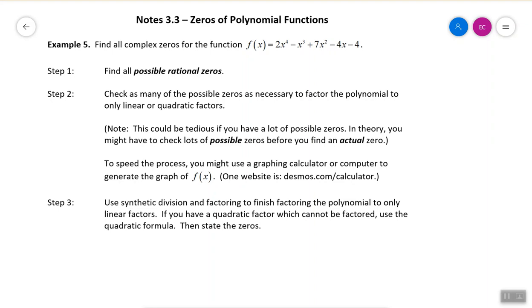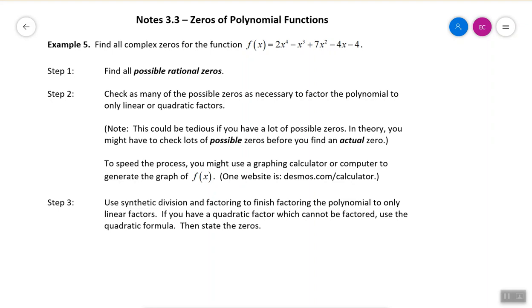If you need to speed up the process, remember the zeros are just x-intercepts. So you could look at a graph of f of x, either on a graphing calculator or at a website like Desmos.com. So we're going to check the possible rational zeros. We're going to get down to linear or quadratic factors, and then we're going to finish factoring down to linear factors. If we can't do that, we'll use the quadratic formula on the quadratic factor. Okay, well, let's get started.